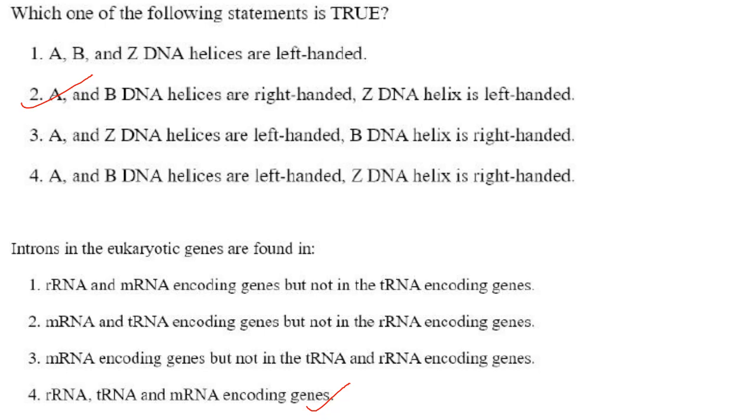Then next one. Introns in the eukaryotic gene are found in rRNA and mRNA encoding genes but not in tRNA encoding genes. No, they are found in rRNA, tRNA and mRNA encoding genes. So the answer here is option 4.